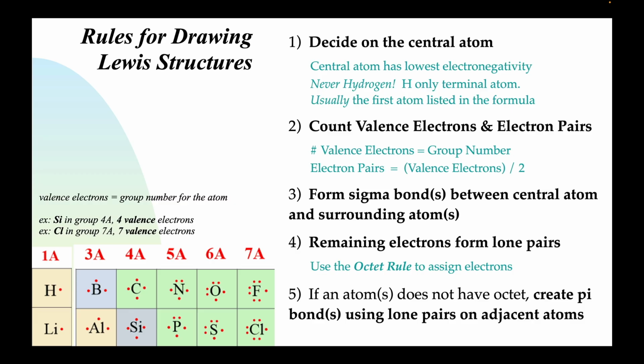Next thing you want to do is count the valence electrons and find the electron pairs. Now, valence electrons are related to the group number of the atom. And in the lower left corner right there, you can see I've got 1A, 3A, 4A, etc. Everything in group 4A, carbon, which is listed there, silicon right below it, as well as germanium, are all going to have 4 valence electrons because they're in group 4A. And under group 7A, on the right side there, you can see there's fluorine, chlorine, bromine would be under it, and iodine. All of those will have 7 valence electrons because they're in group 7A. So the group number literally is the valence electrons.